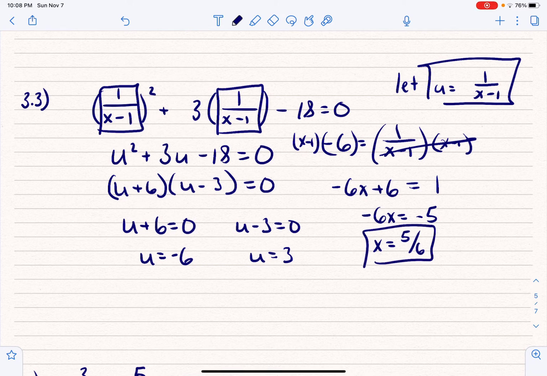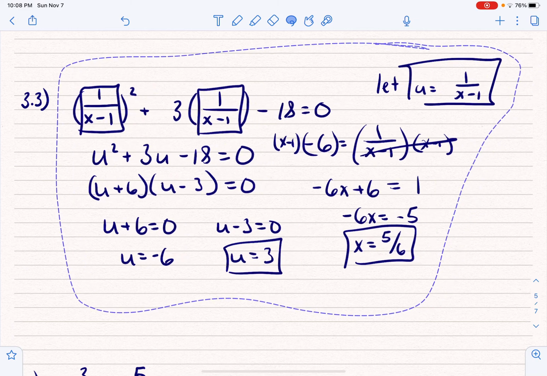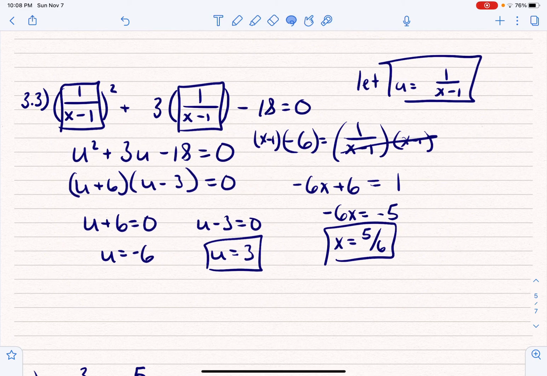The other one, we have to use this 3. Okay, I'm going to scoot everything over just a little bit. Okay, give myself a little room and say, well, we could have 3 is equal to 1 over x minus 1. I'm going to multiply both sides by x minus 1.